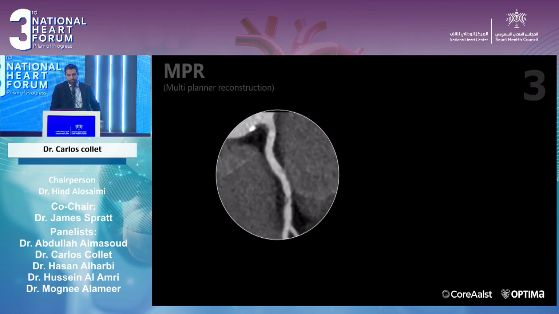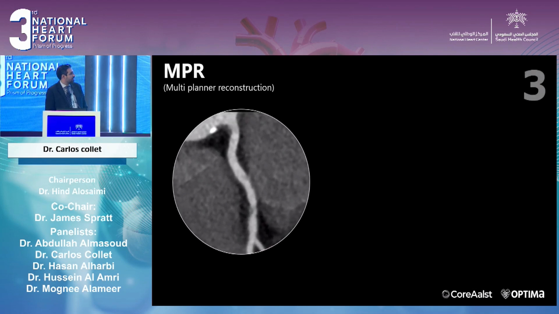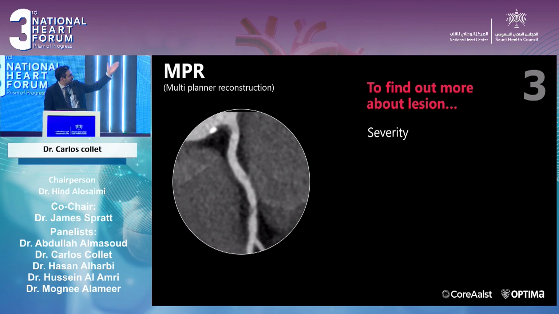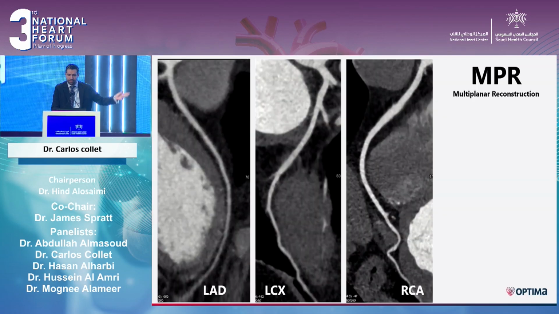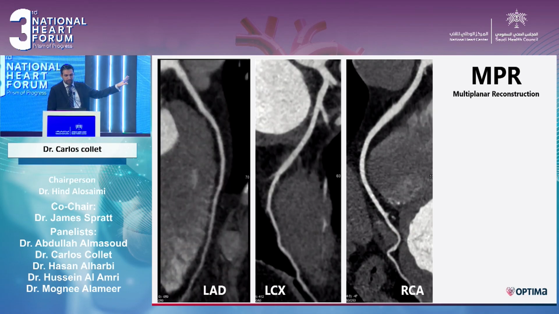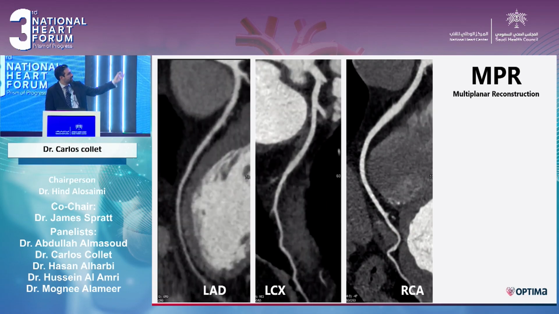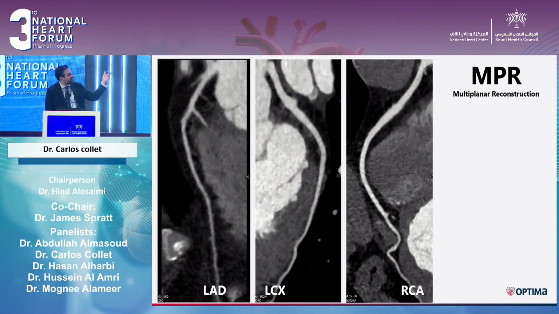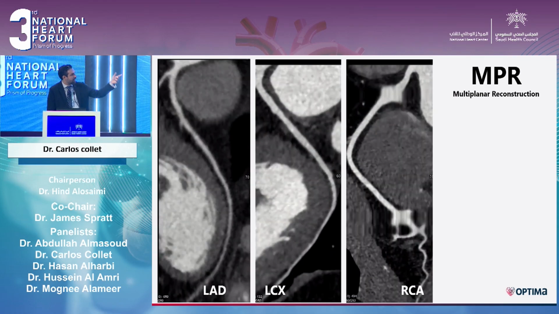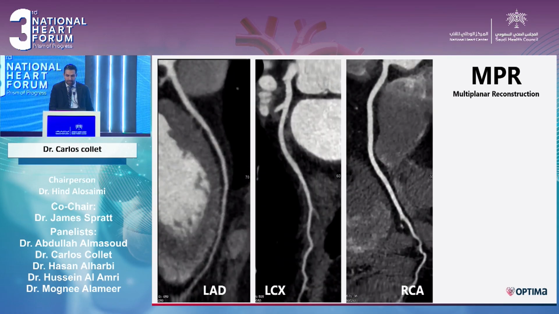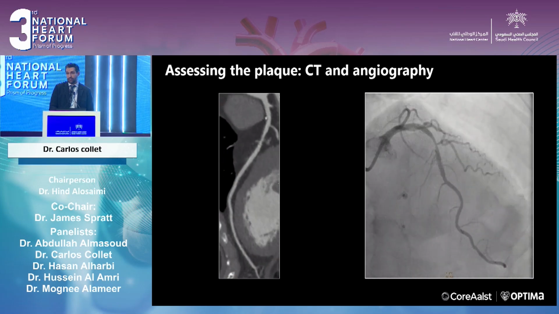Now, the MPRs is the third reconstruction that are useful because they show you the disease in this plane and you can understand the disease severity, the length of disease, the plaque distribution, and the plaque composition. This is how they look. Pretty easy to recognize. I advise you to look at this in movement because you see the coronary in 360 degrees and this is very, very easy to see. Now, why are these important?